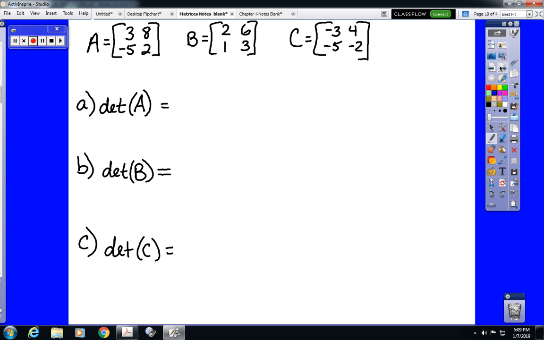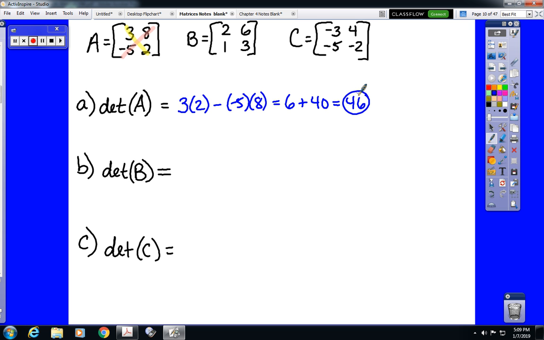So this lesson does include a few more examples. Here are matrices A, B, and C. You'll notice that they are all 2x2 matrices, and we're going to find the determinant of each one. So again, A is going to be 3 times 2 minus negative 5 times 8. Again, we're talking about a positive diagonal and a negative diagonal. So we multiply that out. That would be 6 plus 40, or 46.